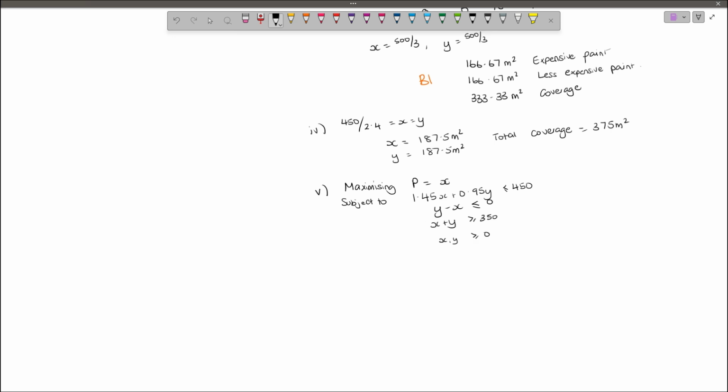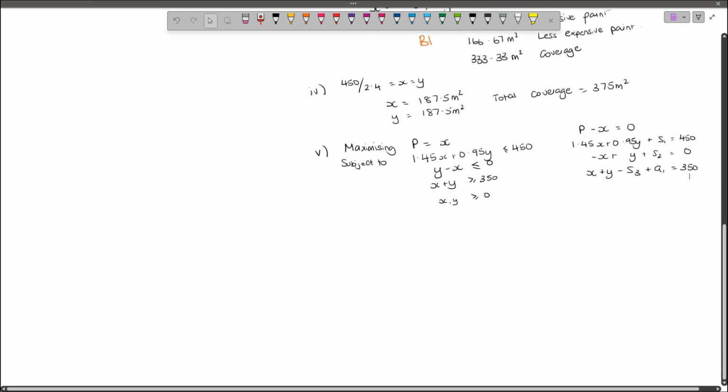So let's try writing this as a problem. We're maximising P equals x, so we're going to get P subtract x is equal to 0. And we get 1.45x plus 0.95y plus s1 equals 450. We're going to get negative x plus y plus s2 equals 0. And then we've got to treat this constraint differently. We've got to subtract a surplus variable, s3, and add an artificial variable, a1. And that's equal to 350.